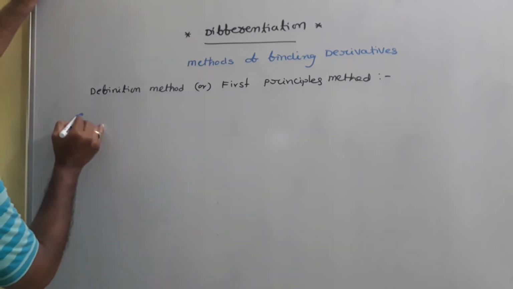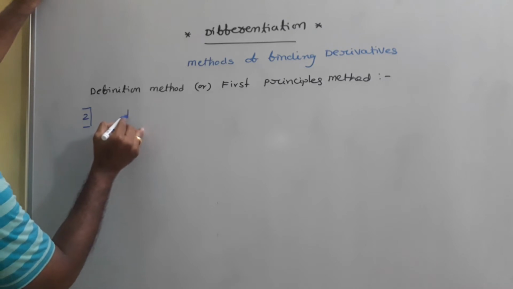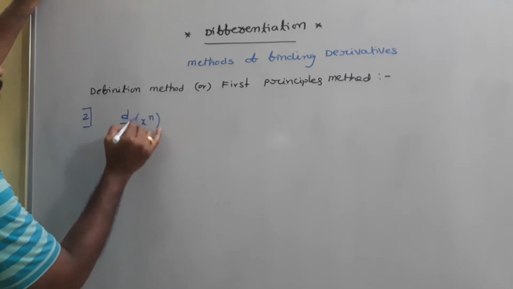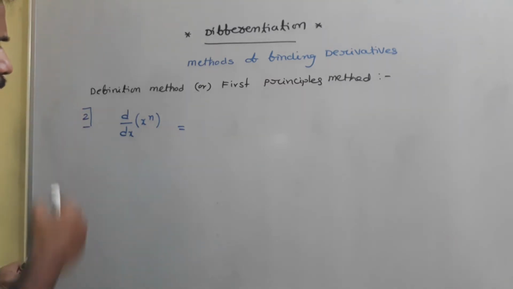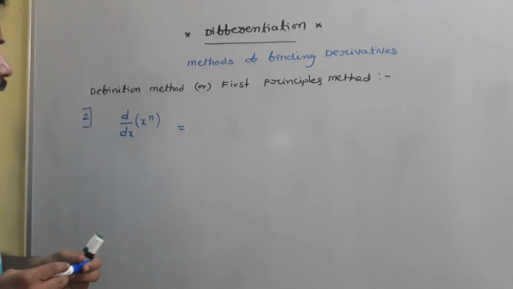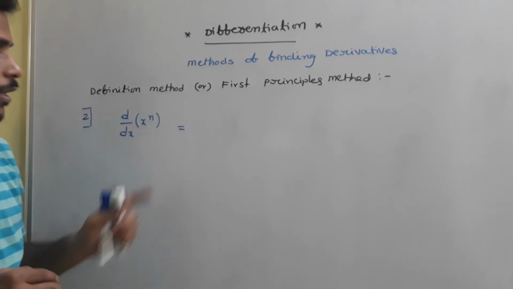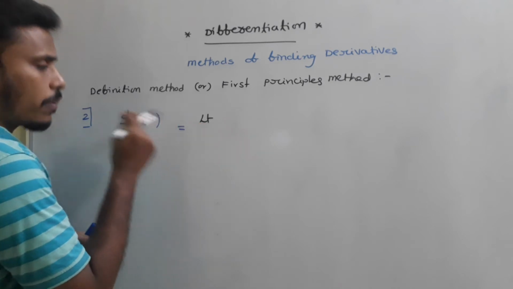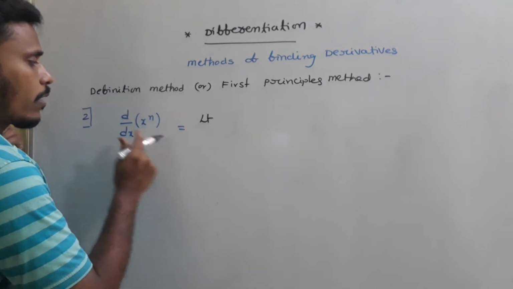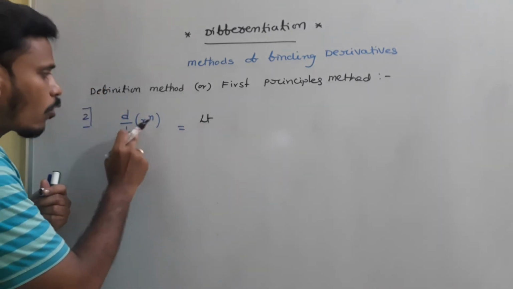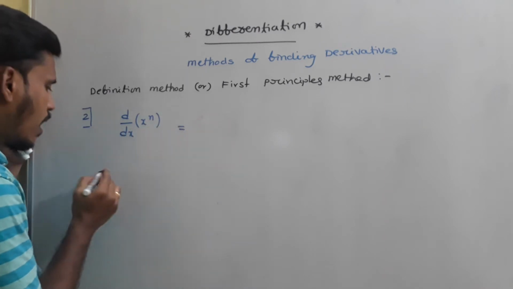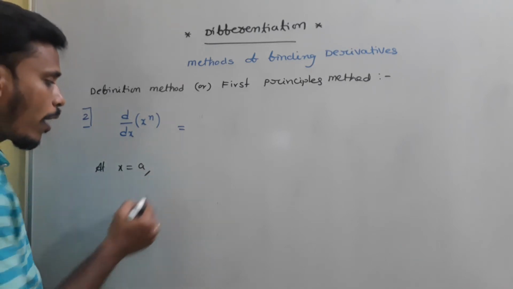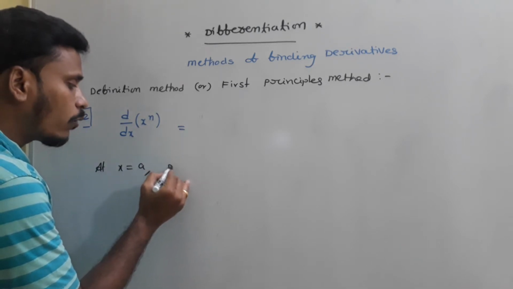The second point is to find the derivative for x power n. What is the derivative for x power n? d by dx of x power n, you need to calculate. The function here is x power n, so I will go for the second definition. Suppose that x is equal to a. I need to calculate the derivative of x power n at a point x is equal to a.